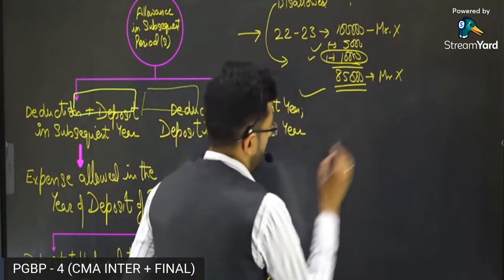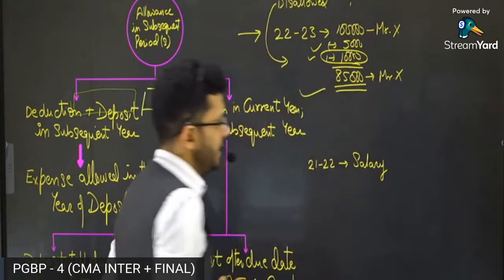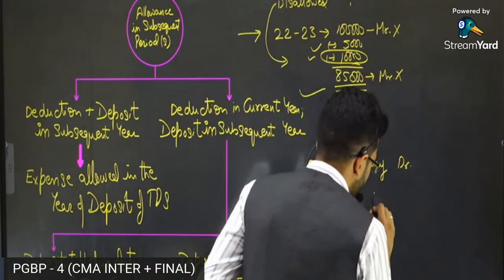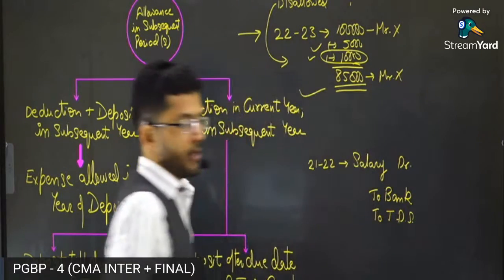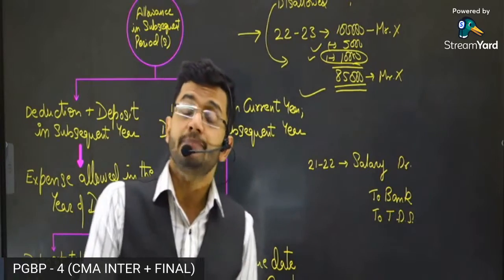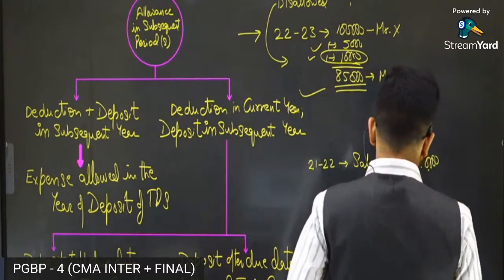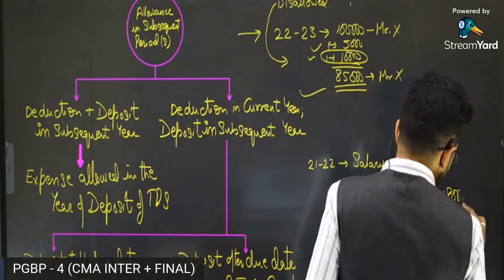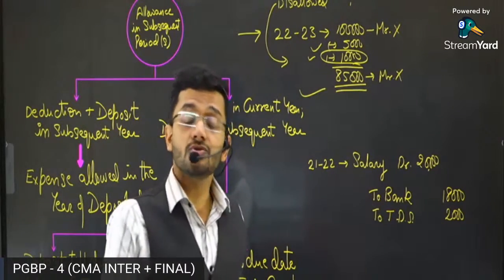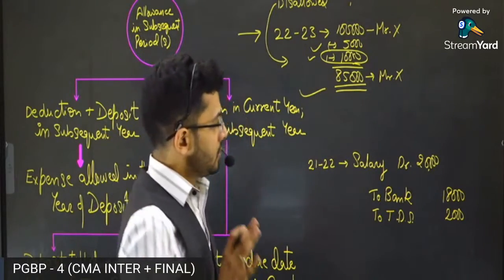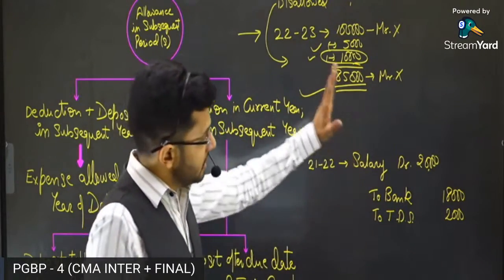Okay, sir. All right. So, in the year 2021-22, you put an entry in your books of accounts: salary account debit, to bank account, to TDS. This is the accounting entry that you are going to put for your salary expenditure. Suppose your salary is 20,000 rupees. Employee is going to get 18,000 rupees, and the TDS deducted from this salary is 2,000 rupees. The 18,000 is going to be credited in the employee's bank account, and you are going to credit TDS payable account as 2,000 rupees.